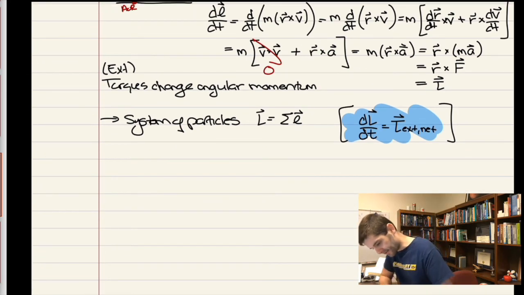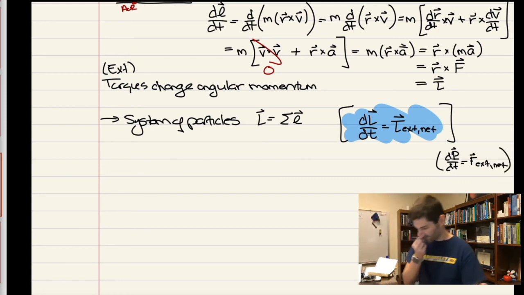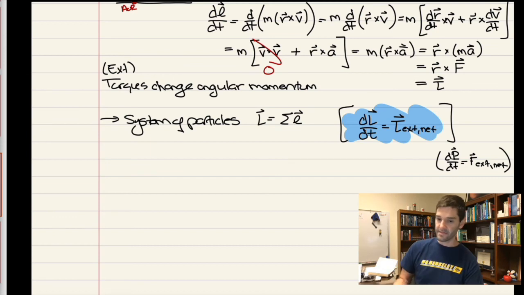I'll just write on the side. Remember what we had said before. The total change in the linear momentum was the external net force. So again, the analogies continue. Angular momentum obeys the same sort of relationship as regular momentum did through this definition.